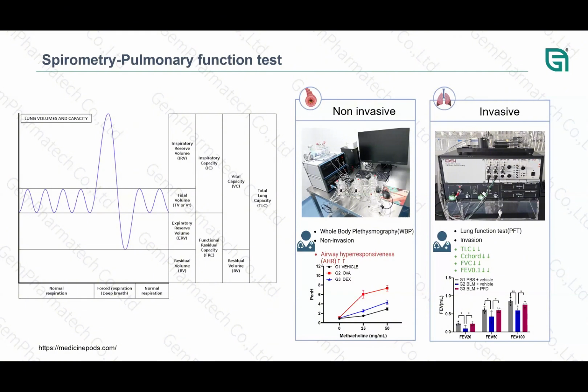The non-invasive plethysmography chamber here allows for monitoring of changes in tidal volume and respiratory rate in the mice during their quiet breathing. And when combined with a stimulant, it can also detect alterations in airway responsiveness. On the other side, the invasive pulmonary function analyzer provides a more comprehensive assessment of the functional changes in the lower respiratory tract and the lung parenchyma of mice.